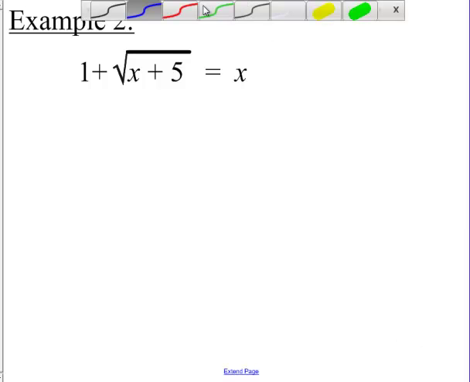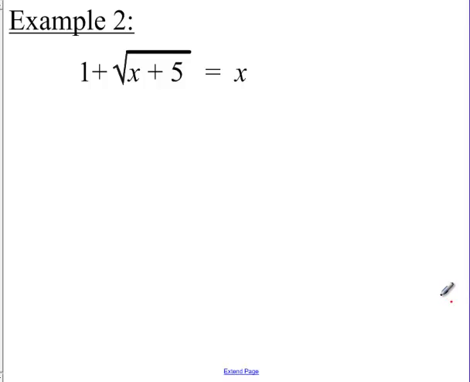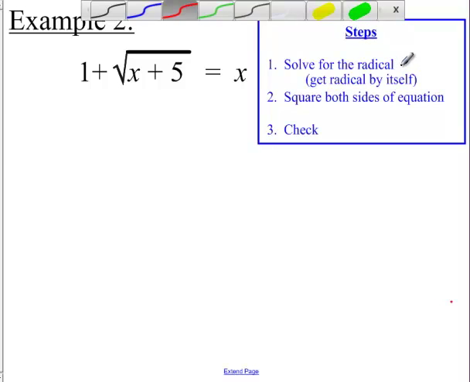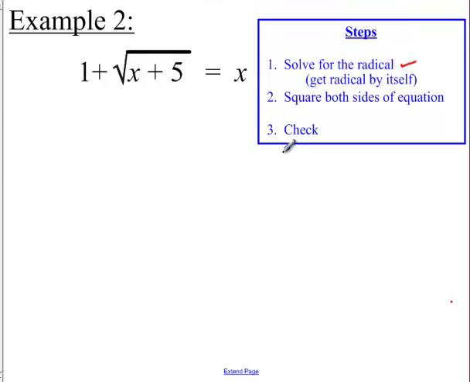Moving into example 2. 1 plus the square root of x plus 5, that entire thing under the radical, equals x. Well, hold on a second here. I need that chart again. So what do we do? Well, let's follow our algorithm step by step. We have to solve for the radical, which means get it by itself.